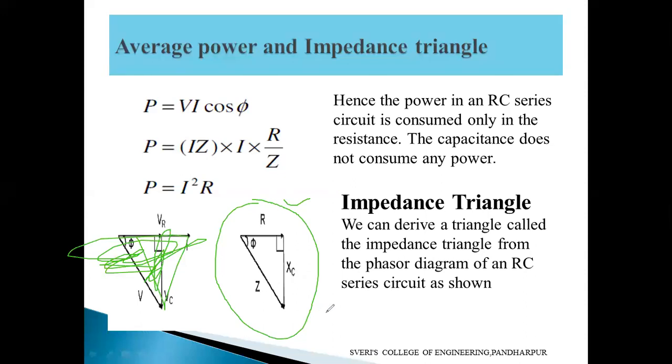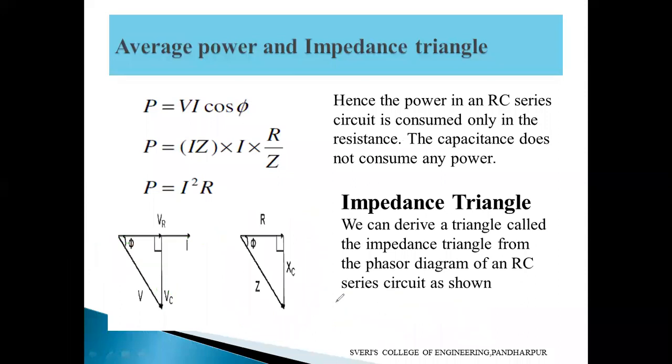Z equal to square root of R square plus XC square. Impedance Z equal to square root of R square plus XC square. Have written.